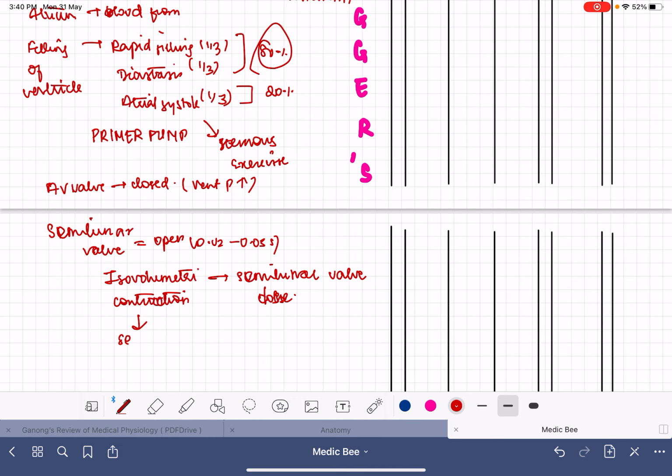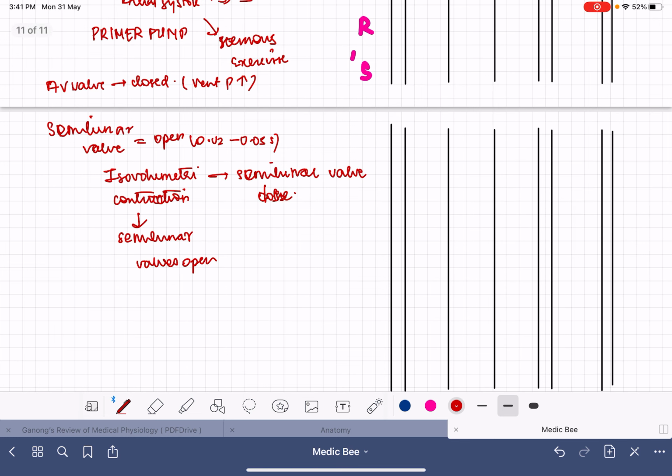After the semilunar valves open, this contraction will not have any isovolumetric effect, because the blood that is pumped out by the ventricles will reach the aorta and the pulmonary trunk, or the pulmonary artery. At this stage, this is called the ejection period. Even this ejection is divided into rapid ejection and slow ejection.